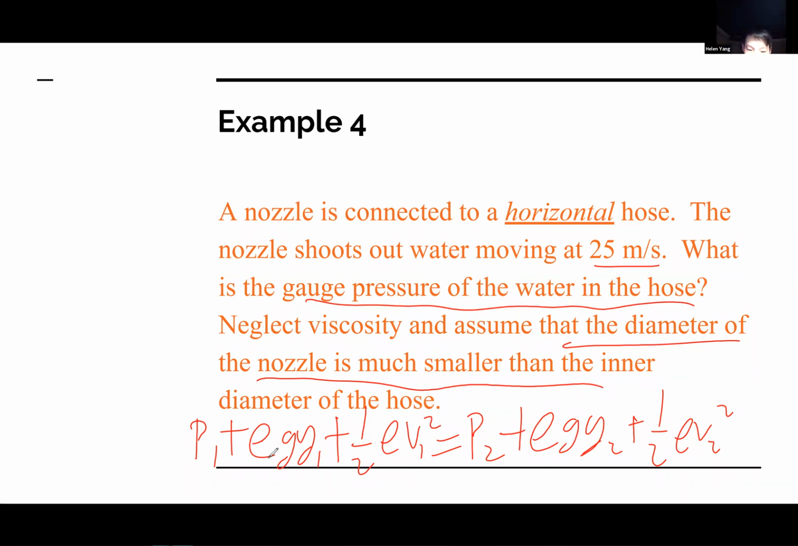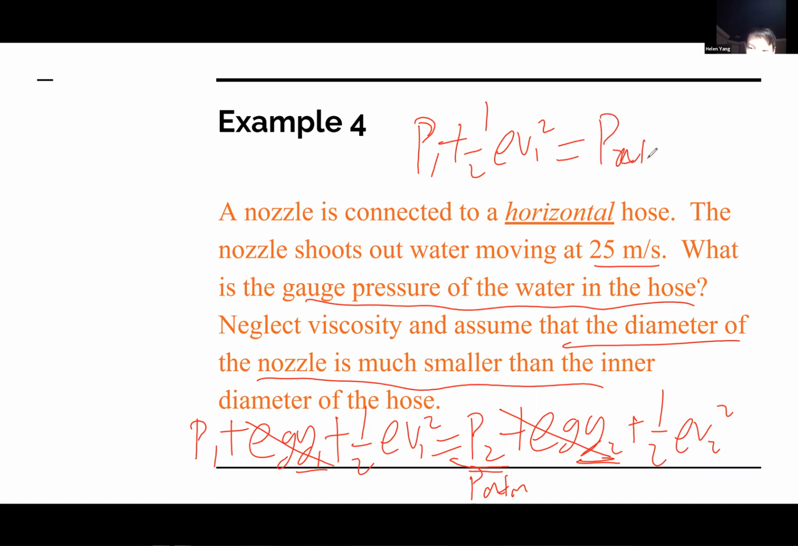In this situation, the height is not changing, so these two y's would be the same, and you can just cancel those out. The pressure of the second part would be the atmospheric pressure. So you can write it as P1 plus 1/2 rho V1 squared is equal to P2, or P atmosphere, plus 1/2 rho V2 squared.